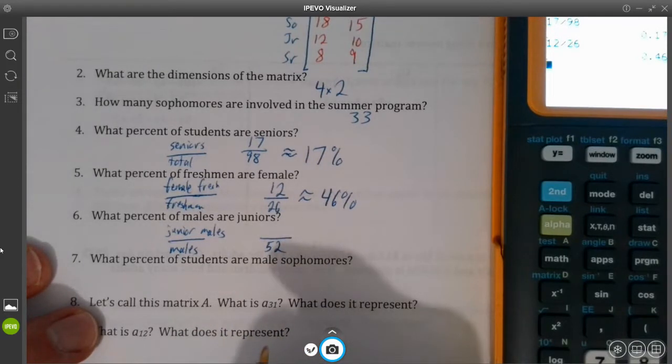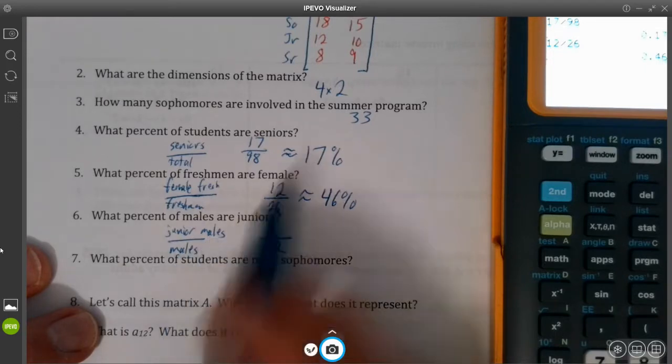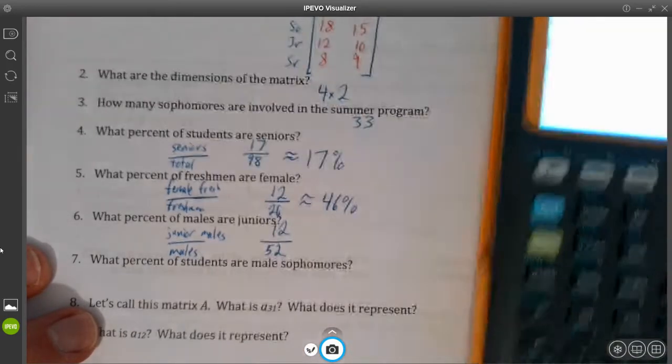Now we're good. That's right. And the numerator is junior males. That would be 12. So 12 divided by 52.